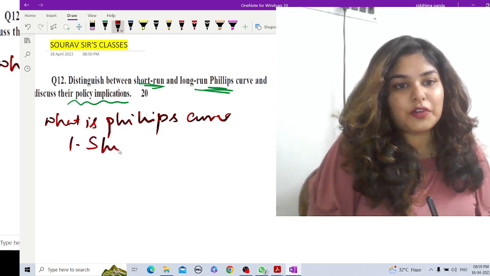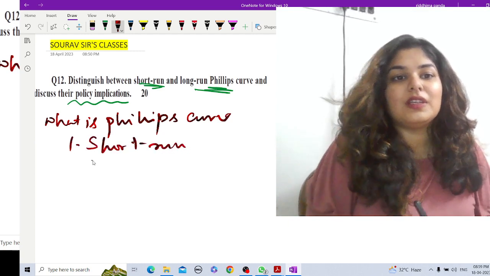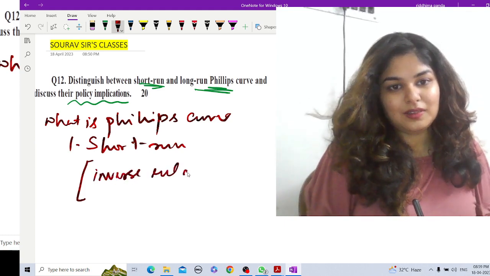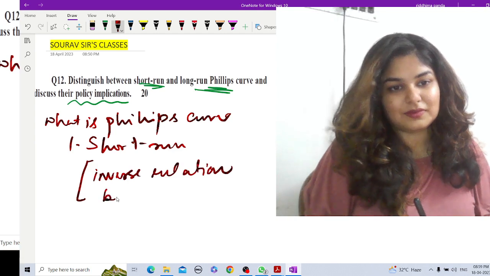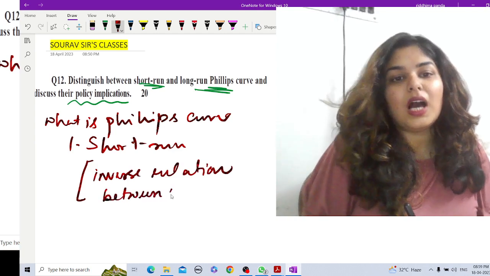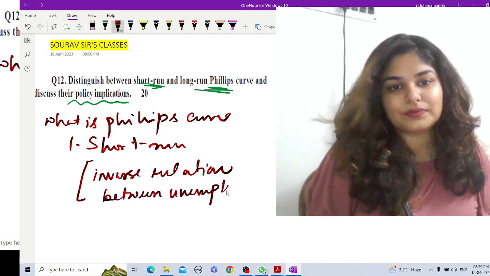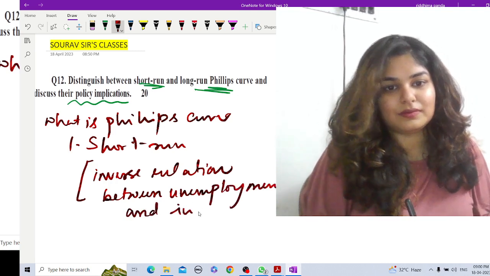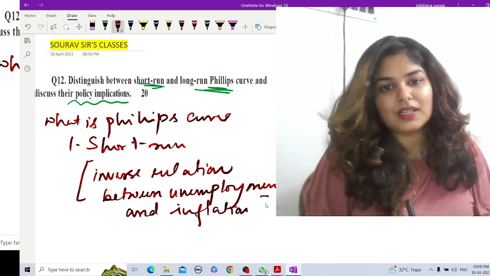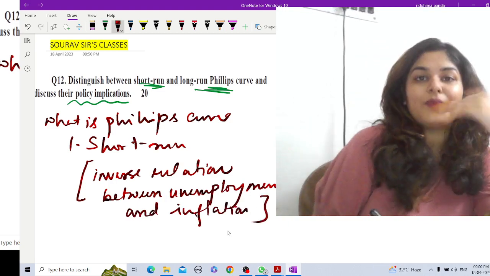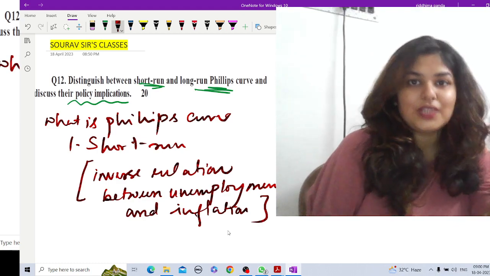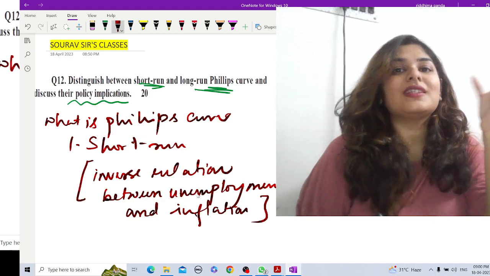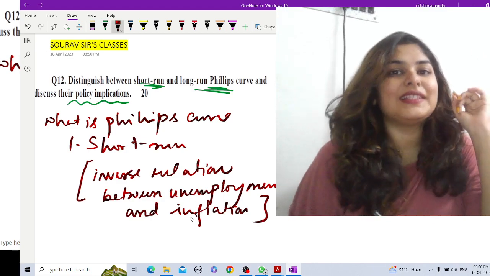Number one, short run. According to the short-run Phillips curve, there is an inverse relation between unemployment and inflation. That is, as the price level in the economy increases, the rate of unemployment will decrease and vice versa. So why is it so? This is derived from the short-run aggregate supply theory.